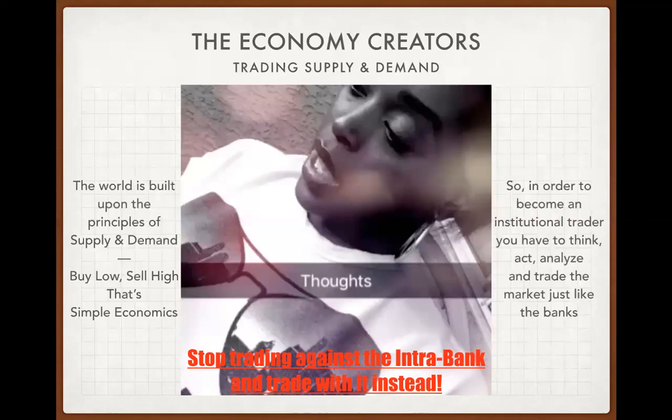Again, guys, keep in mind, the world is built upon the principles of supply and demand. Buy low, sell high. Simple economics. So if you want to become an institutional trader and trade with the volume of the intraday, you're going to have to stop some things and change some things. You're going to have to think, act, analyze, and trade the market just like the banks. You're going to have to stop trading against the interbank and trade with it instead.